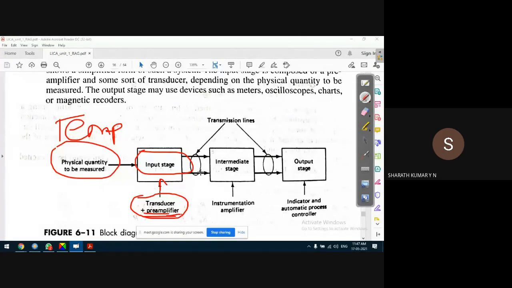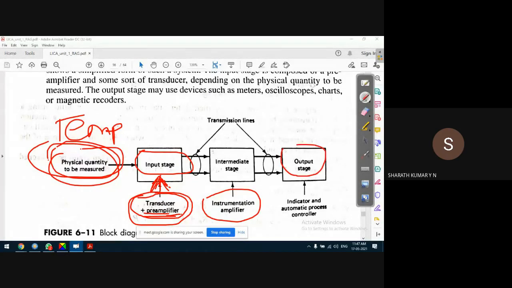At the input stage, both the input parameters are compared. That is, the physical quantity to be measured, which gives the requirement, and the actual level of the physical quantity. Based on that, it is processed using what is known as an instrumentation amplifier, because we need to amplify the signal, and based on the result we can control the parameter being measured.